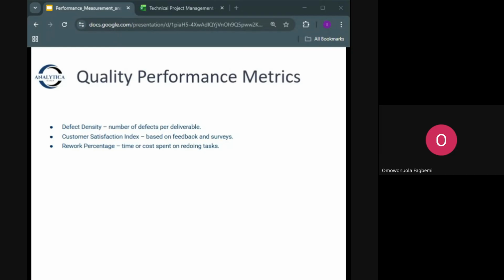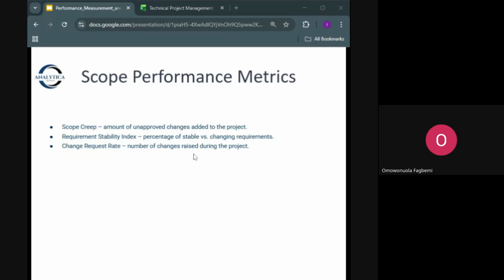So let's continue. We have scope performance metrics. So scope KPI ensures that we are delivering exactly what was agreed. If the design says 4-bedroom duplex with 5 bathrooms, but along the way we had a cinema room without client approval, that is scope creep.